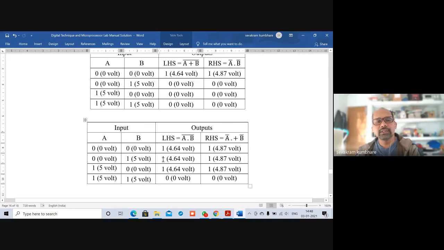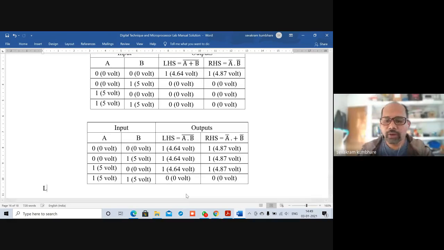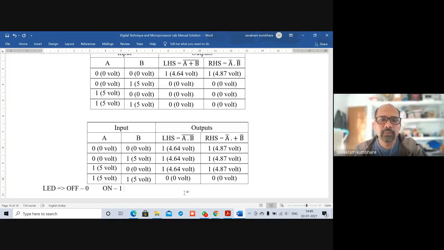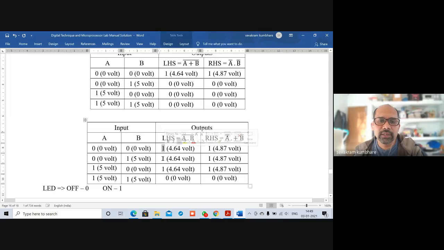Okay, this is the LED status. Means if LED is on, we are putting 1. If LED is off, we are putting 0. Okay, what is the status of LED? If it is off, we are putting 0. And if LED is on, we are putting 1. Got? So basically this is the LED status. Yes, sir.